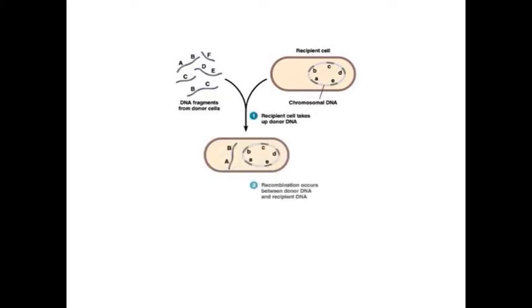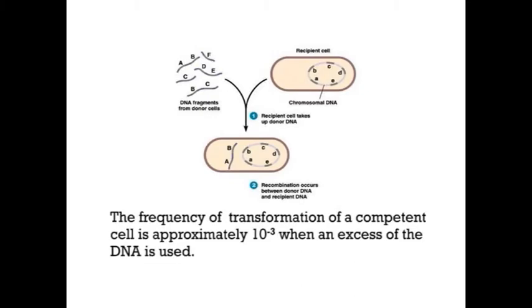At the time of lysis of a bacterial cell, a large amount of DNA is released into the surrounding environment, and these DNA fragments may contain several genes. If these bacterial DNA fragments come in contact with a competent cell, that is, one that is able to take up DNA and be transformed, the DNA can bind to the cell and be taken inside. The frequency of transformation of a competent cell is approximately 10 to the power minus 3 when an excess of DNA is used.